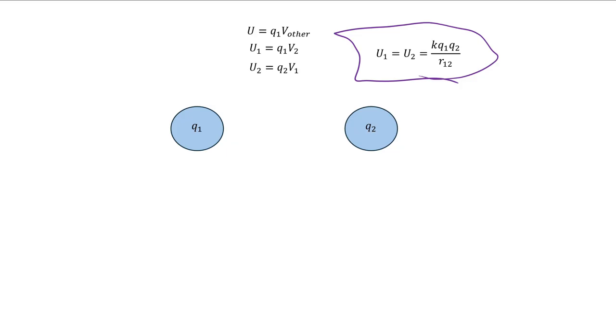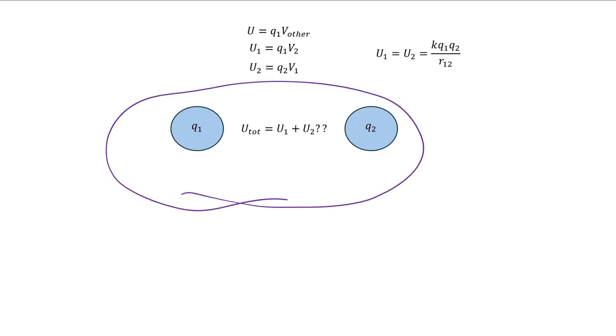A question is: is the total energy of the system the energy of each one, or the sum of the energies between them, or some other number entirely? In other words, how much energy is in my system?